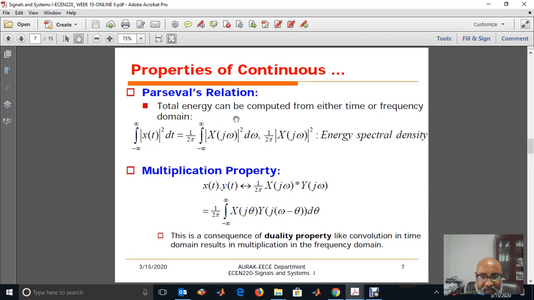Another very important property is total energy. In the time domain, the energy of a signal is given by this formula, as you know, from chapter 1. We can get it in the frequency domain also: 1 over 2 pi, integral from minus infinity to infinity of the magnitude of X(j omega) squared d omega. So we integrate the frequency spectrum from minus infinity to infinity divided by 2 pi. The absolute value of X(j omega) squared is called the energy spectral density. The multiplication property, we already talked about it.